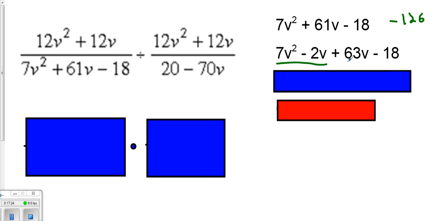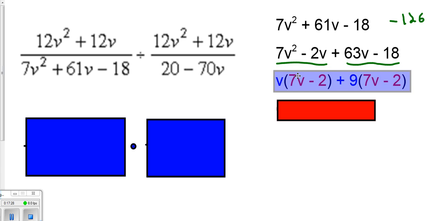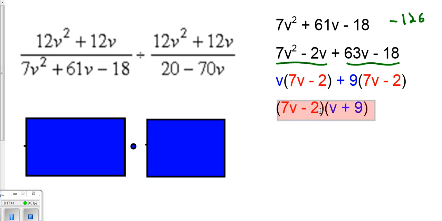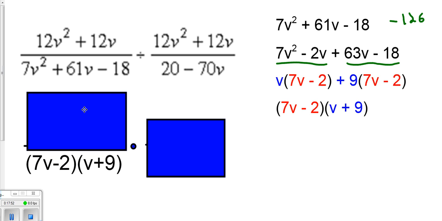Here is one group, here is the other group. Our first group, we can take v out of, and it leaves 7v minus 2. Our second group, we can take positive 9 out, and we get 7v minus 2. So, 7v minus 2 happens in both cases, so it looks like our factors are going to be 7v minus 2 and v plus 9. These two factors will replace the bottom. That goes right there.